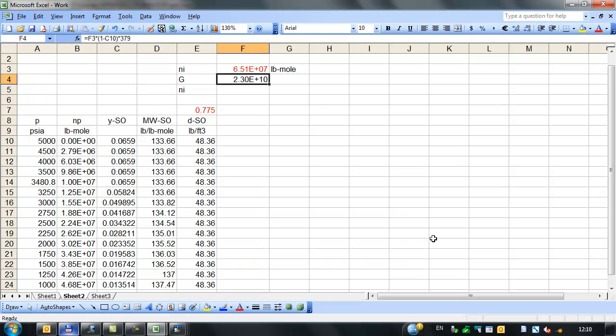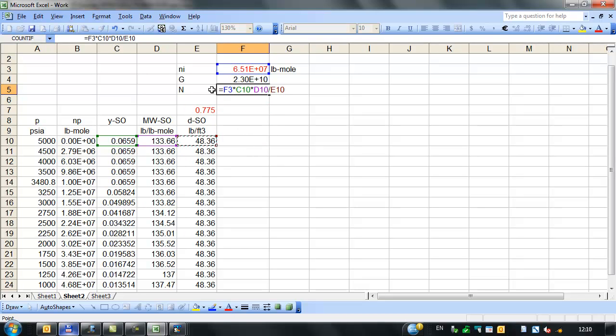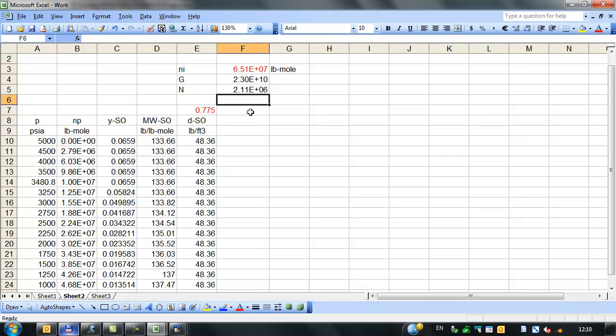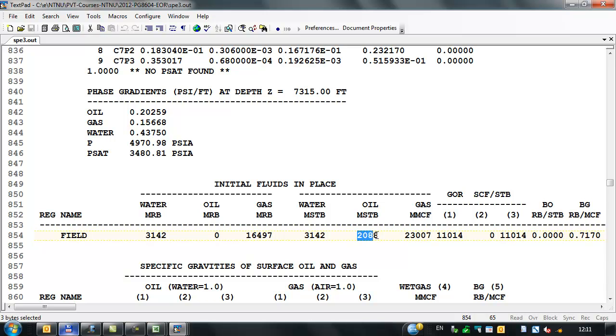Okay. And then we need to get the number of moles of the oil here. And that'll be the number of moles times the mole fraction times the molecular weight divided by the density. And that's cubic feet. So divided by 5.6146, so 2.11 million barrels. Pretty close. A fraction of a percent.